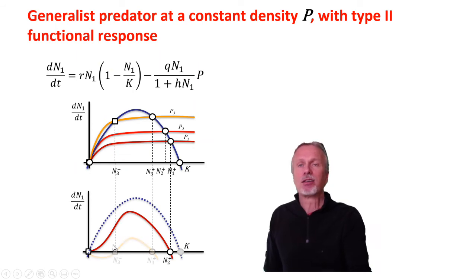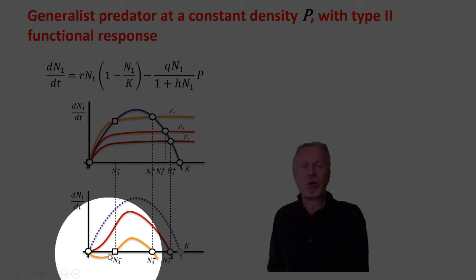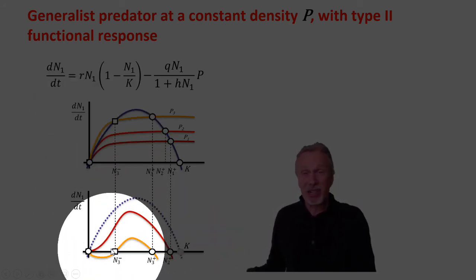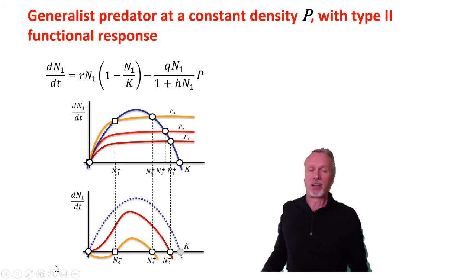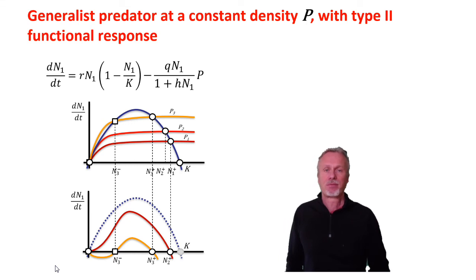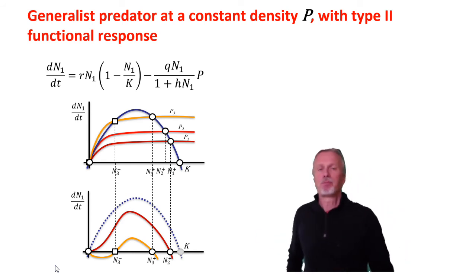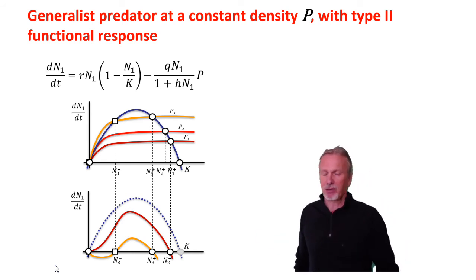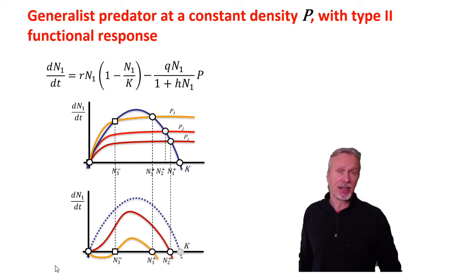And in the case of the orange curve there, we have a critical depensation. That means that if the population drops below N3-, like if there is a really bad year or excessive exploitation, then the population won't be able to recover any longer and will be doomed to local extinction unless other measures are taken. So the important thing here is that a generalist predator with a constant density P and a functional response of type 2, like in this case, might give rise to this depensation or critical depensation that is referred to in ecology as the Allee effect.